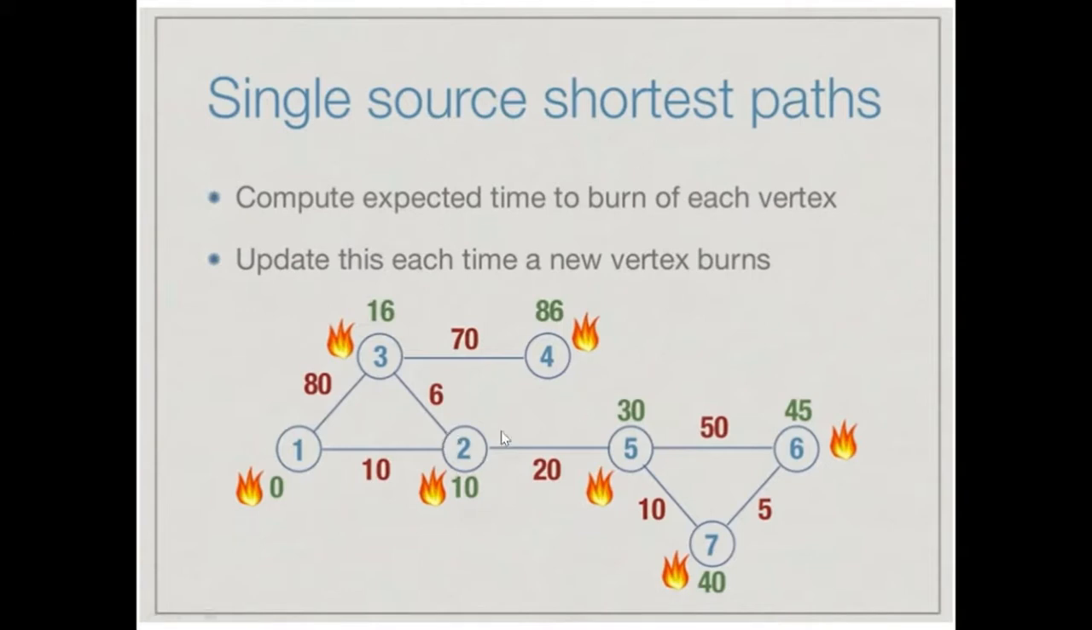Like for 2, initially the time taken by fire to reach from 1 to 2 is infinite. But after the application of the algorithm, that has been updated to 10. This is what I am trying to say.